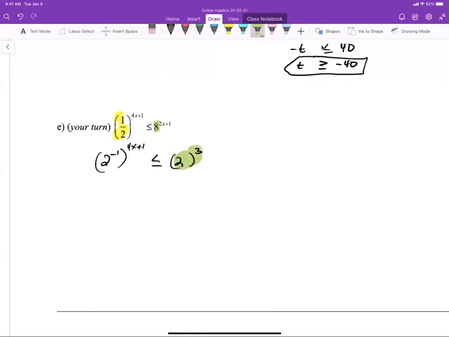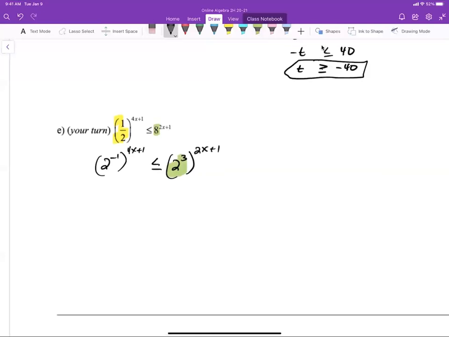That is 2 cubed, all right? There you go. And that is taken to the power 2x plus 1. Then I'll use my rules for taking an exponent to a power. I will multiply through. That becomes 2 to the negative 4x minus 1 is less than or equal to 2 to the 6x plus 3. The bases are the same, and my bases are greater than 1.